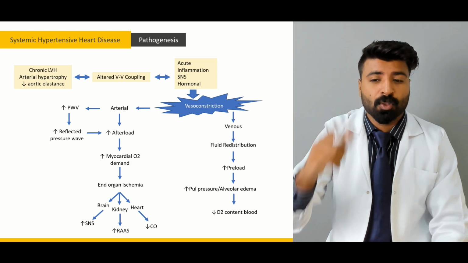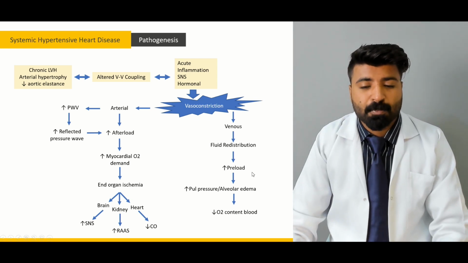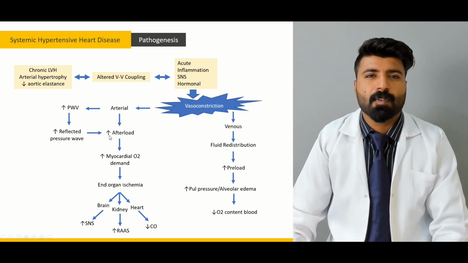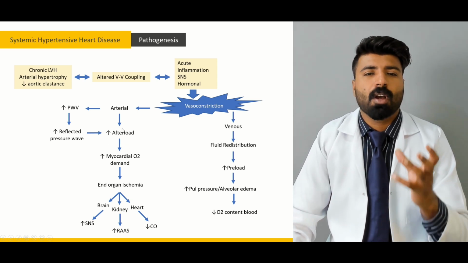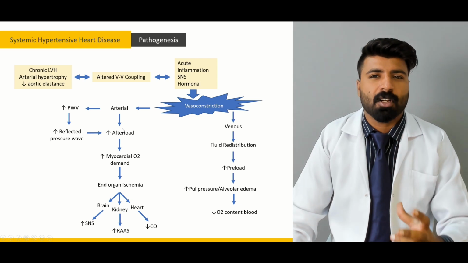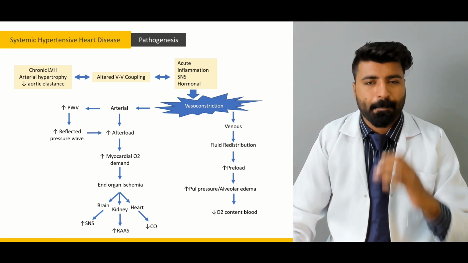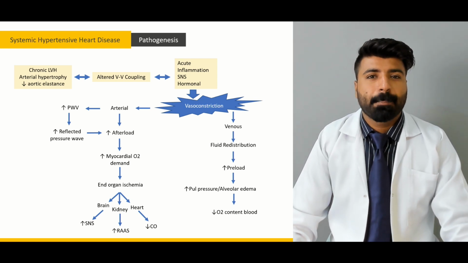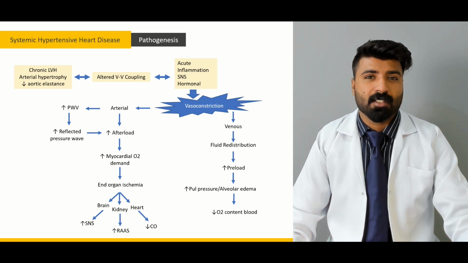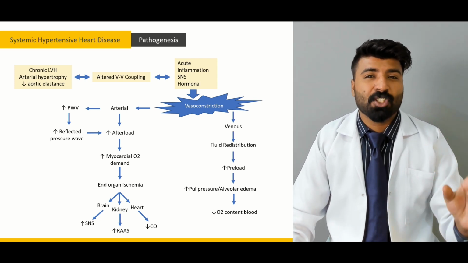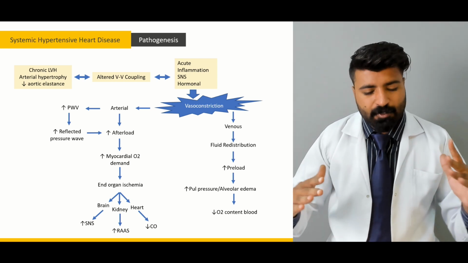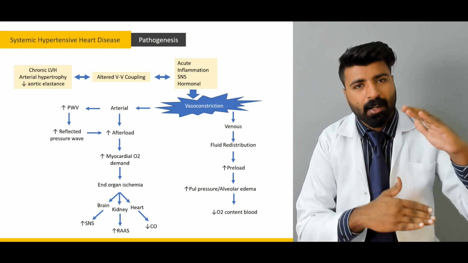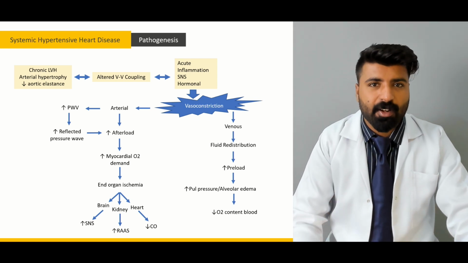The same mechanism will follow through, and this will lead to increased preload. We talked about afterload. What was afterload? Afterload was the amount of force, the amount of pressure the left ventricle has to generate to push the blood out. Now, what's preload? Preload is the accumulation of blood. Preload is actually the pressure of the veins, because all of the veins from all over the body are coming in and emptying into the right atrium.